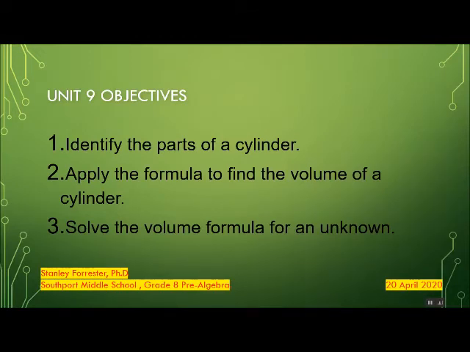This is our Unit 9 objectives. We're going to identify the parts of a cylinder. We're going to apply a formula to find the volume of a cylinder. We're going to solve the formula for some unknown. Let's say we're given the formula, but not one of the inputs. We can solve for that.